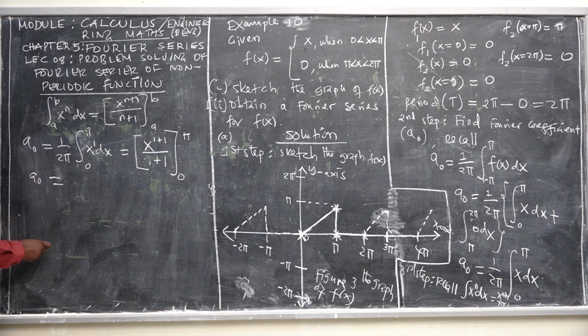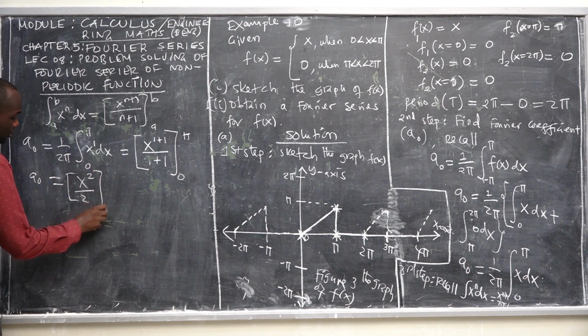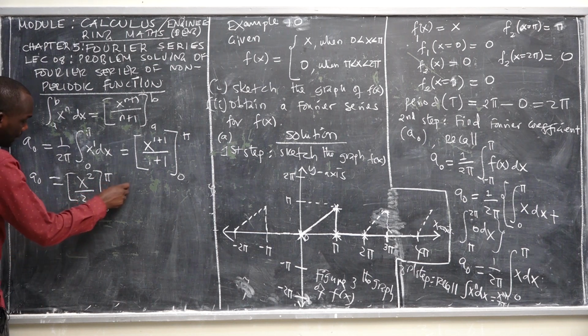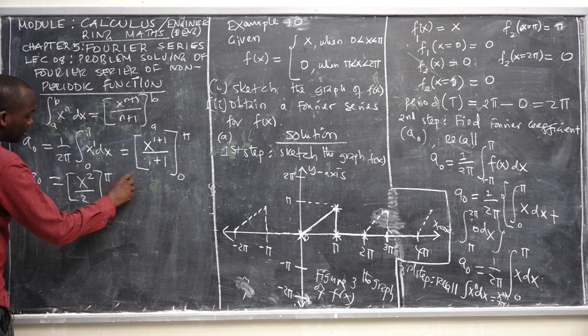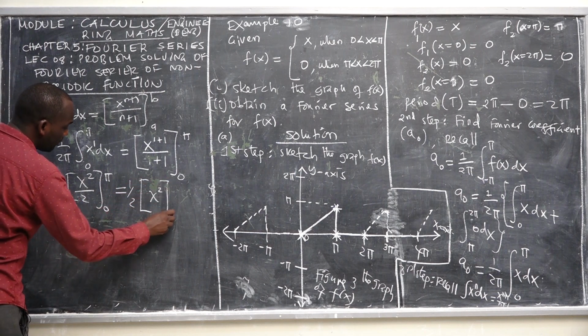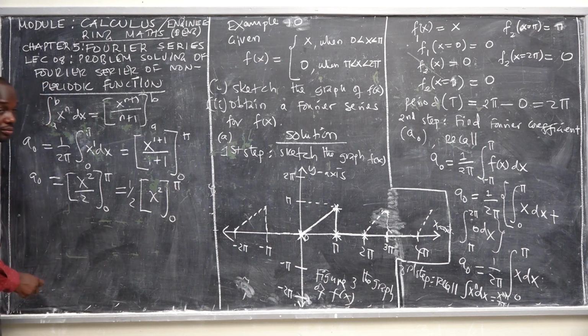A naught is equal to x squared over 2, then the limits from 0 to pi. Okay? But 1 over 2, it is constant, so you can take it out of the integral. Then you have x squared from 0 to pi.